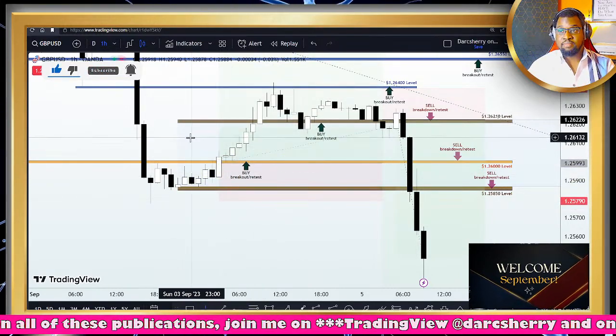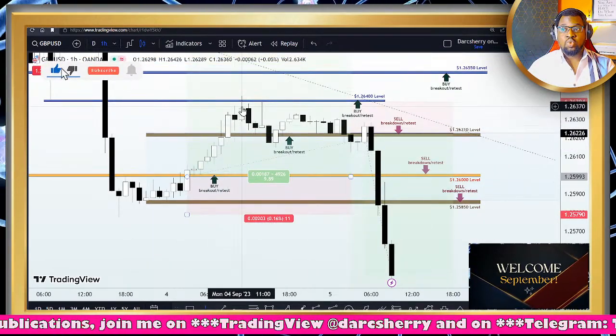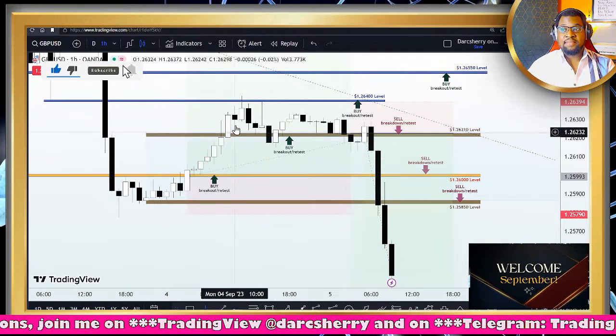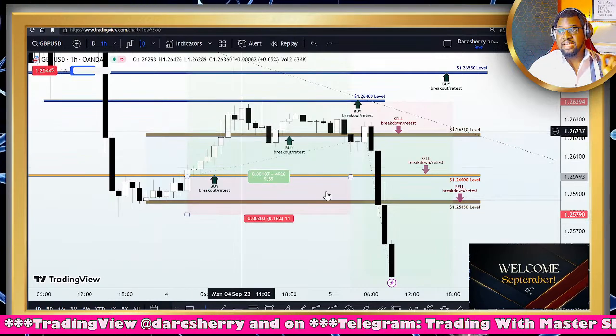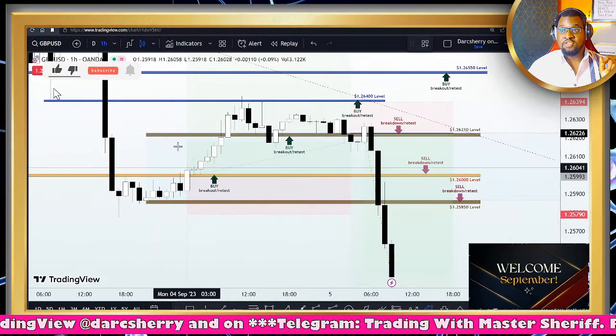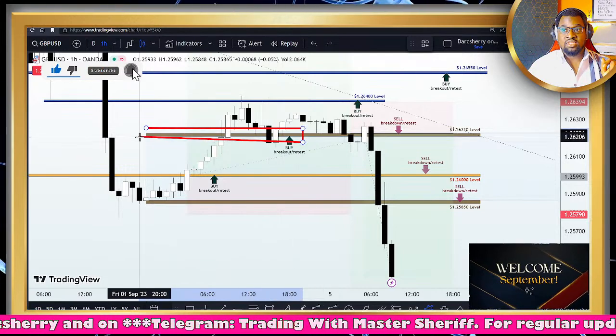I told you I had a buy position triggered at that point in time, and I made mention that we will be looking forward to a retest, because at the time we had our live session yesterday, price had already broken out of the 1.26210 level, as you will see here.